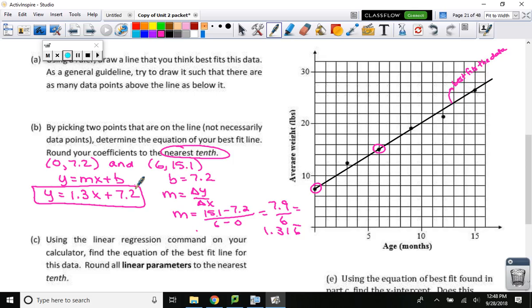And then it says using your calculator. So now we're going to let our calculator do the work for us and see what it comes up with. It won't be exact to ours, but we're going to see what it comes up with for a line of best fit.